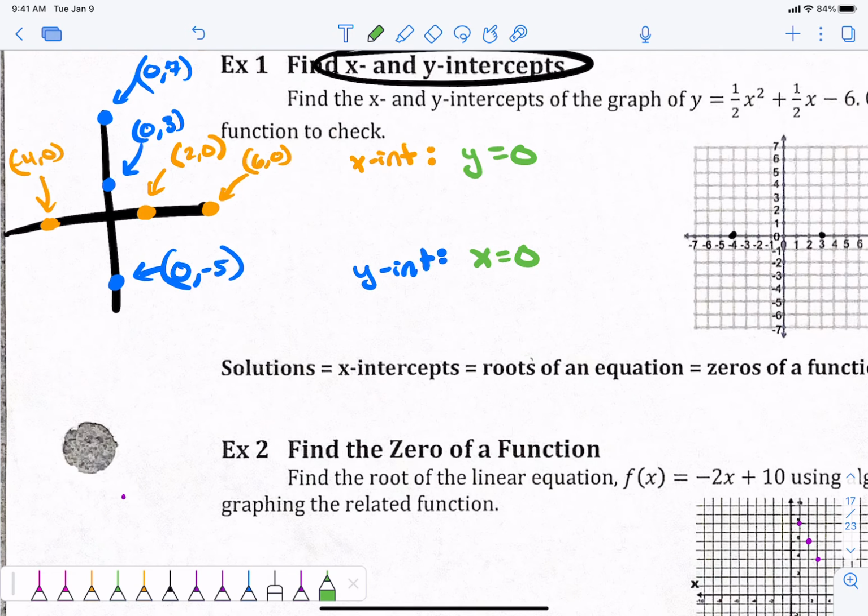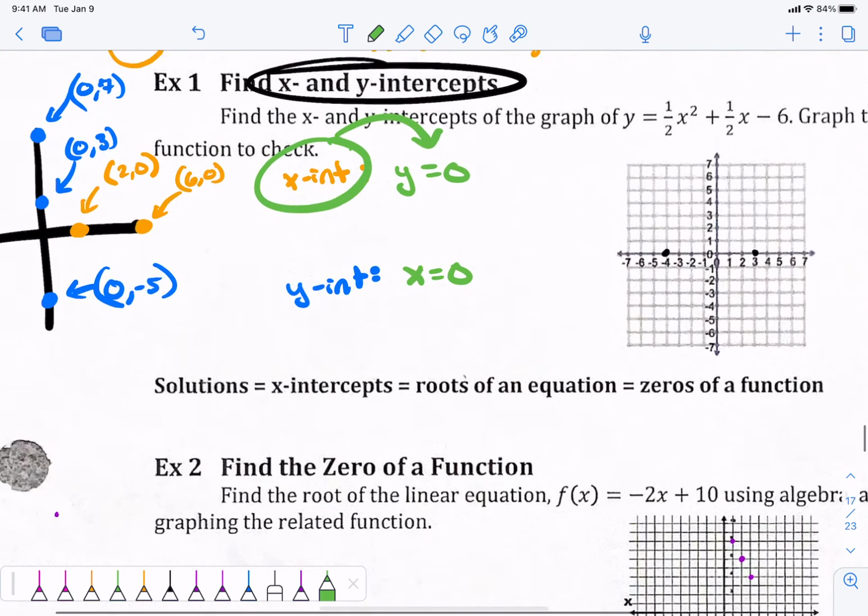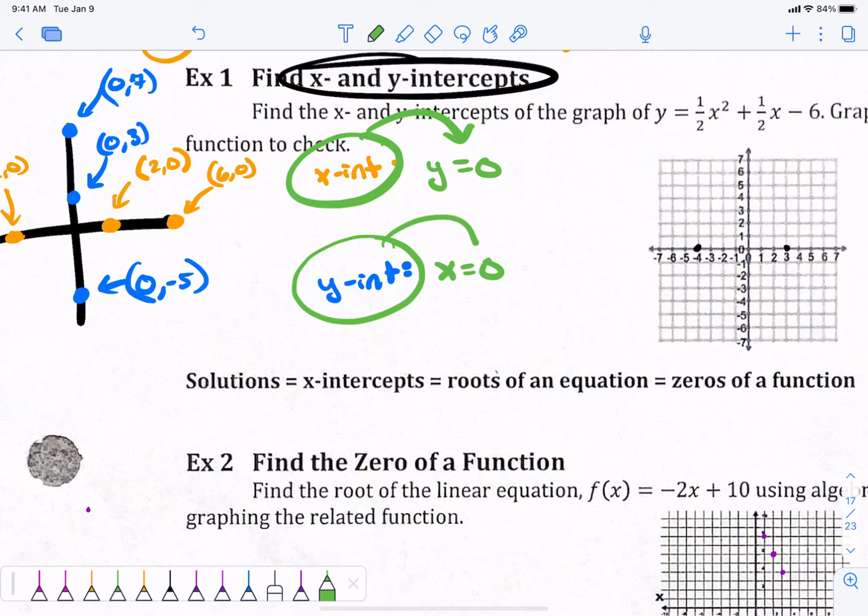So if we're trying to find x-intercepts and y-intercepts, we plug 0 in for one of those, the opposite one, right? If I'm trying to find the x-intercepts, I plug 0 in for y. If I'm trying to find the y-intercepts, I plug 0 in for x. Does that make sense? Because that's true for all x-intercepts and all y-intercepts.